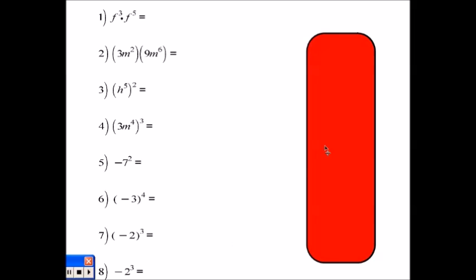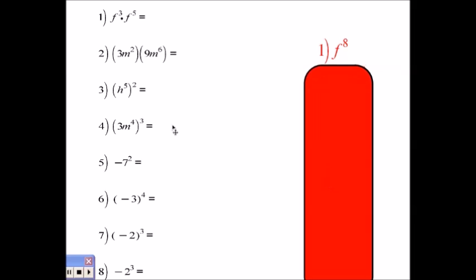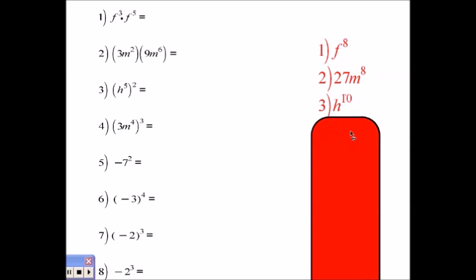All right, here we go. Number one is f to the 8th. If we multiply 3 f's times another 5 f's, you're basically multiplying 8 f's together. Number 2 is 27 m to the 8th, because this is all multiplication, so you can do it any order, any grouping. So I'm going to do 3 times 9 is 27, and then m squared times m to the 6th is m to the 8th. Number 3 is h to the 10th, because this means h to the 5th times h to the 5th, which equals h to the 10th.